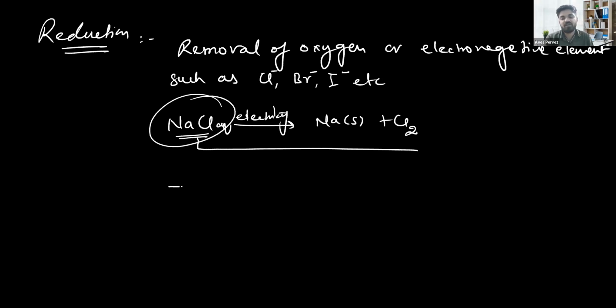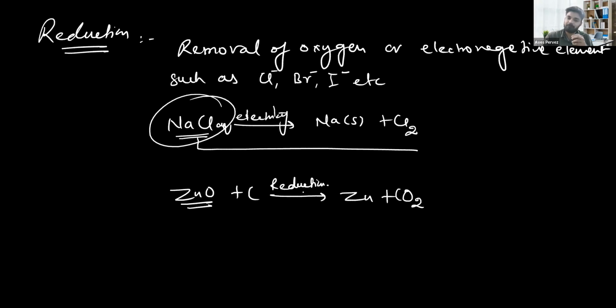In a similar way, if I have ZnO and heat it with carbon, it will give Zn plus CO2. So this is reduction. Removal of oxygen is called reduction. Everybody understood in the class? Yes, sir. So please note it down.